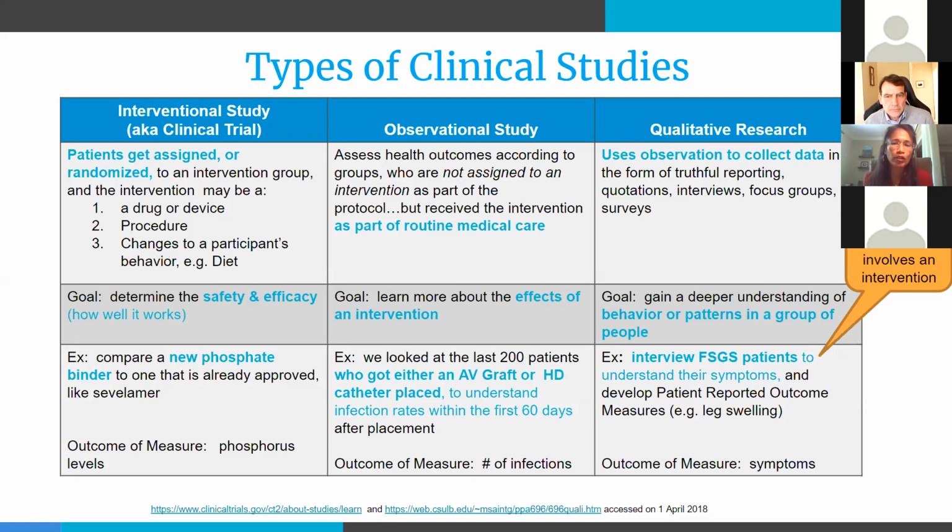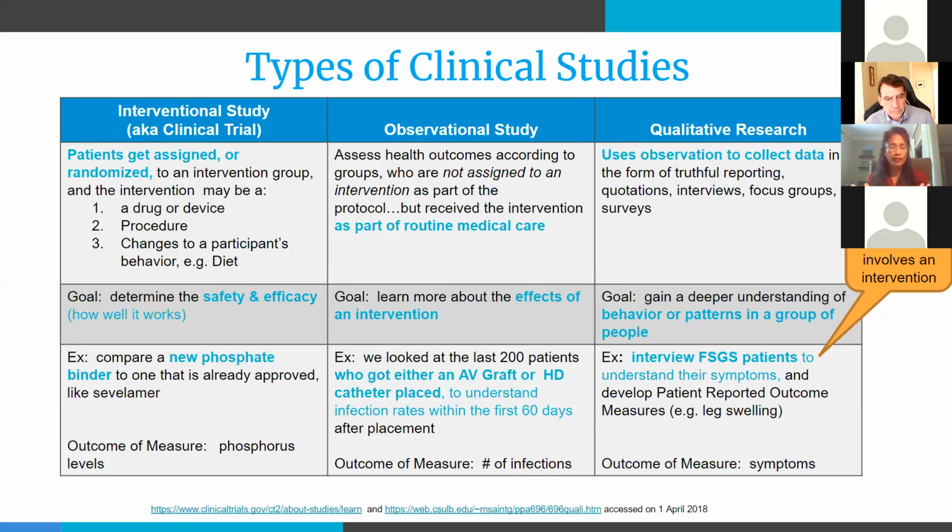With qualitative research, you're using observations to collect data, and this is in the form of speaking to patients. You want to get truthful reporting, interviews, focus groups, and surveys done to gain a deeper understanding about that group of people. So for example, there have been many interviews conducted in FSGS patients to understand their symptoms with the goal of developing patient-reported outcome measures. And so again, not all research involves an intervention or a drug or a program, but soliciting information about your experience really helps us determine if a drug was working or not.